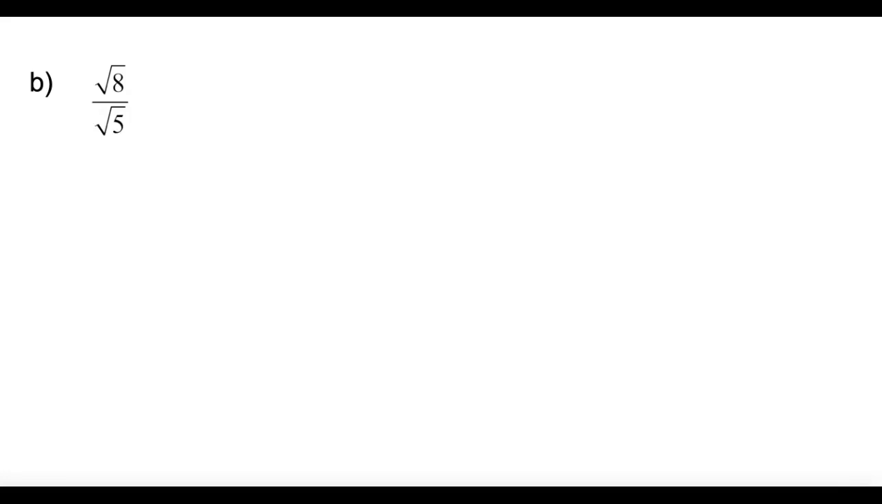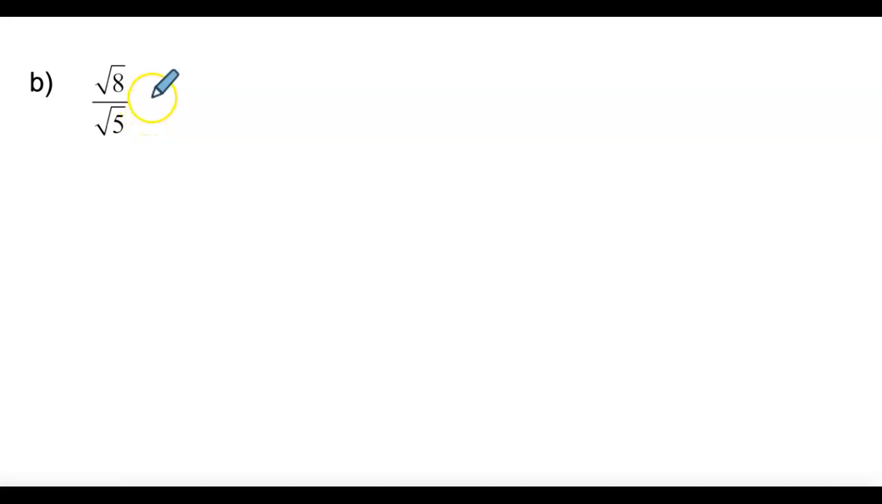Hi everyone, in this video we are going to look at section 4.3, multiplying and dividing radicals, and we're going to look at example 6b, where we are dividing two radical numbers. In 6b we've been given the square root of 8 divided by the square root of 5. The indexes match, so we are allowed to divide, but if you notice, 8 divided by 5 is not going to give us a whole number.